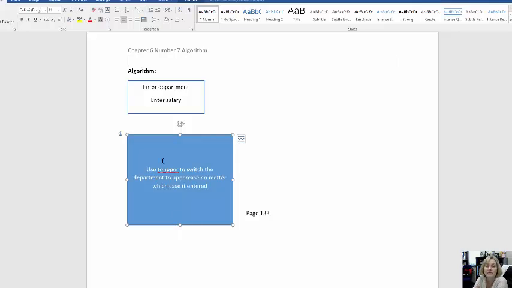So after the department is entered, then we want to convert the department to upper. So if it's in uppercase, it would remain in uppercase. If they enter in lowercase, it would go to uppercase, excuse me. So use toUpper to switch the department to uppercase no matter which case is entered. Or again, you could use toLower and switch it to lowercase. That is a programmer preference.